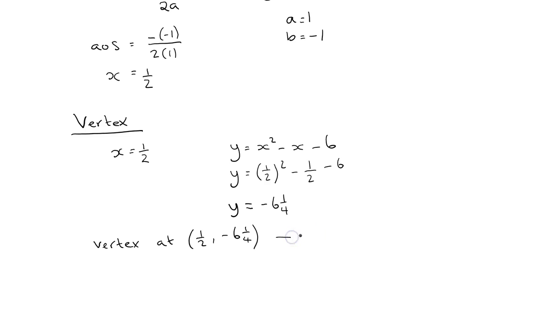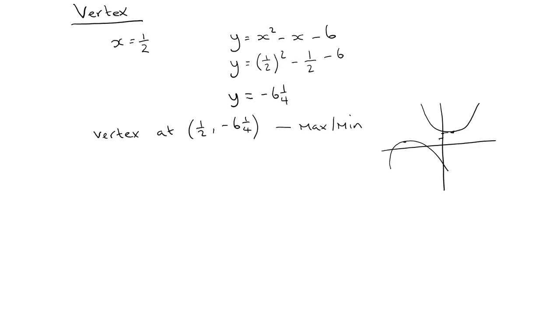Now this is also our maximum or our minimum value of y on our graph. Let me just explain why. If it's a concave up graph like this, then the vertex here is the minimum value of y. If it is a concave down graph, then the vertex is the maximum value of y.